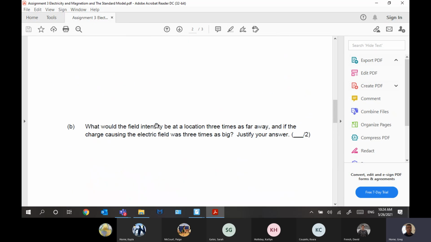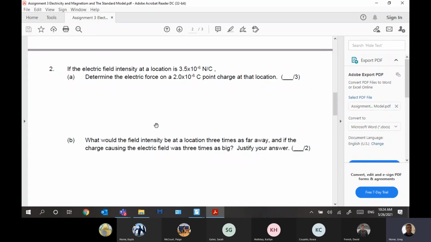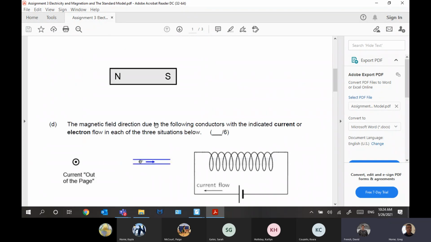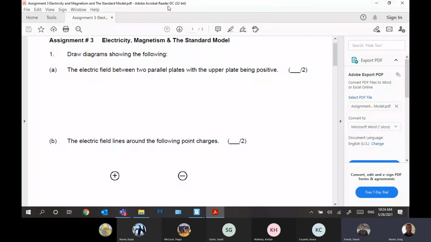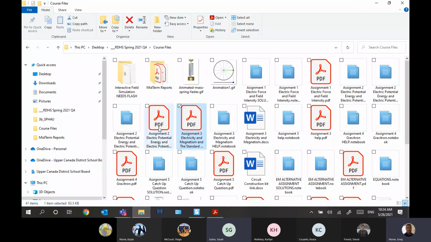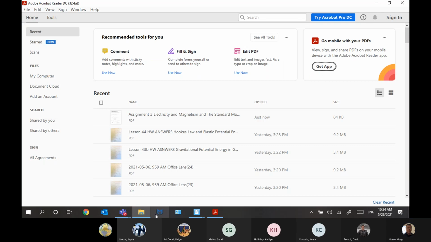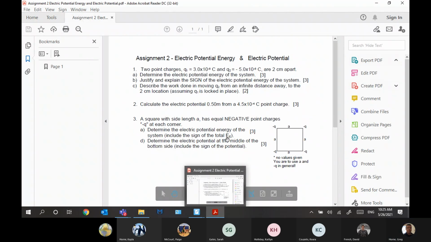Somewhere along here I had questions about the sign, but maybe it was assignment 2. I think it was the second assignment. There we go. Yeah, I think so too. It's all blending together for me here. Assignment 2. What's nearby? All right.